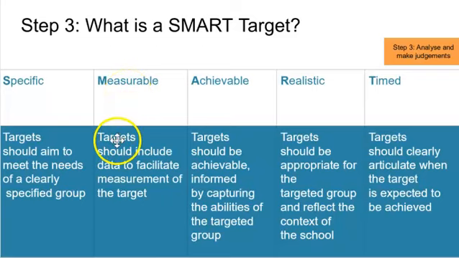Measurable. Targets should include data to facilitate measurement of the target. Achievable. Targets should be achievable, informed by capturing the abilities of the targeted group. Realistic. Targets should be appropriate for the targeted group and reflect the contexts of the school. Timed. Targets should clearly articulate when the target is expected to be achieved.